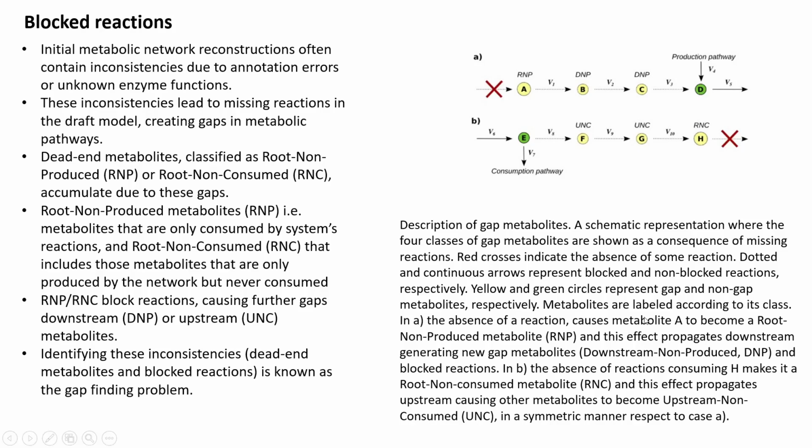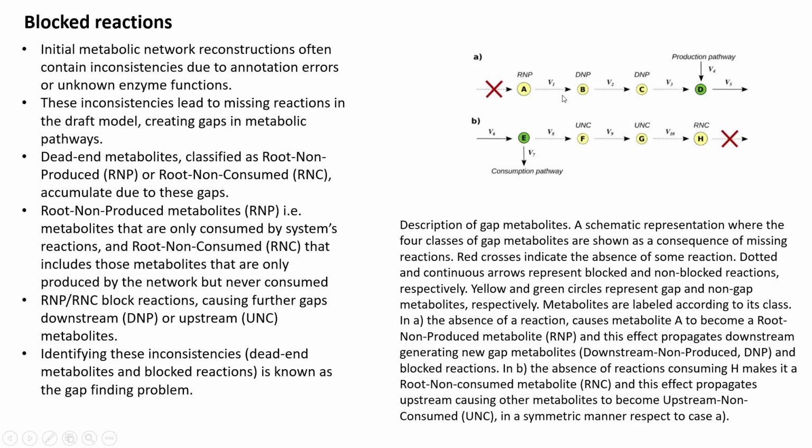And basically metabolites are labeled according to their class. The absence of a reaction causes metabolite A to become RNP, as I discussed. So you do not know from where A is coming. It's not produced inside the space, so it's RNP. And since you do not know from where A is coming, you do not know the stoichiometry of A. So the effect of this propagates downstream, creating new gap metabolites. These are known as downstream non-produced, DNP, and blocked reactions.